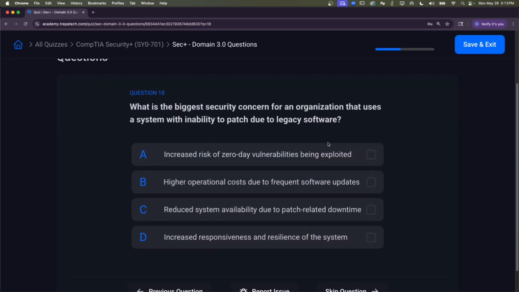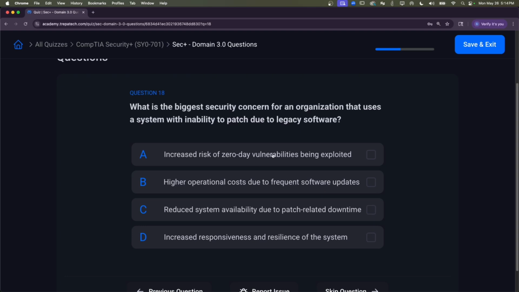Question 18. What is the biggest security concern for an organization that uses a system with inability to patch due to legacy software? So does it increase the risk of 0-day? I've seen this one. I remember looking at this one. I don't like it. Every system has the same level of risk for 0-day. That's why it's a 0-day.